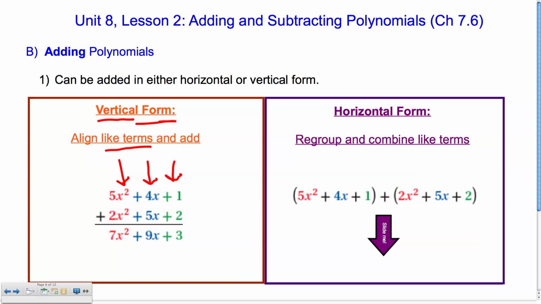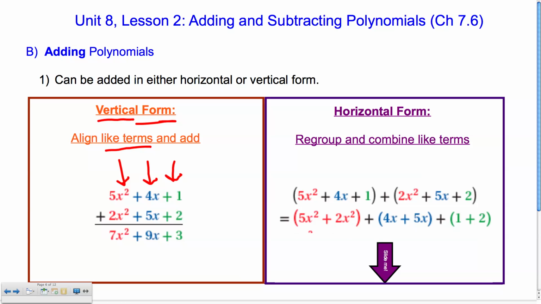Or you can do it horizontally. When you do things horizontally, you probably want to take some time to put, this is very nicely color-coded, both of my red like terms with the x squared are first. Then 4x plus 5x, the blue terms here, and the 1 plus the 2. And then last but not least, obviously, you're going to get the same answer. Okay, so that's just a point of what works best for you.